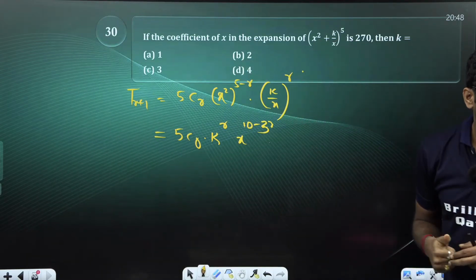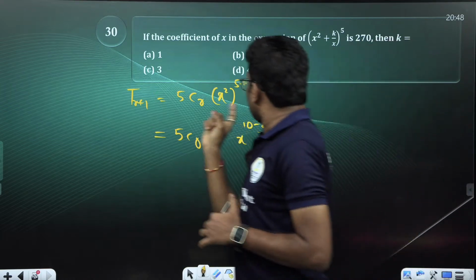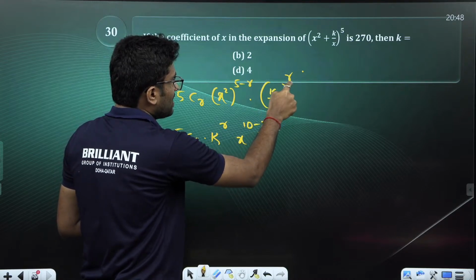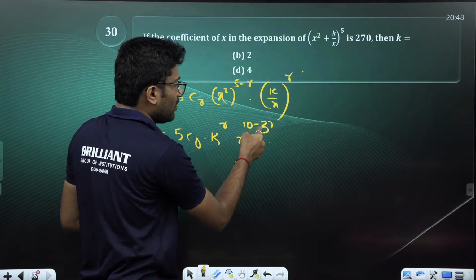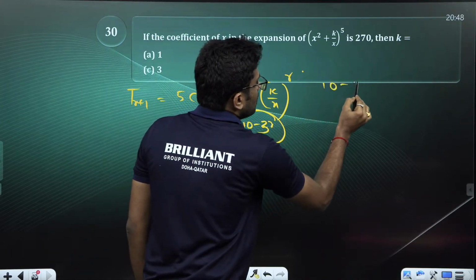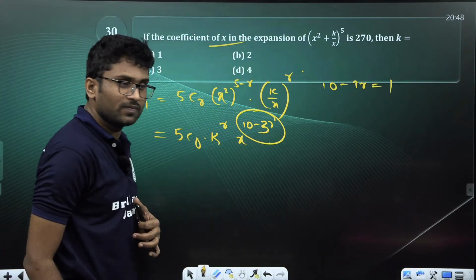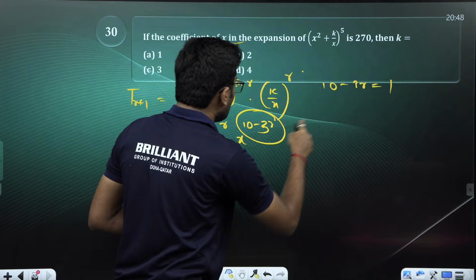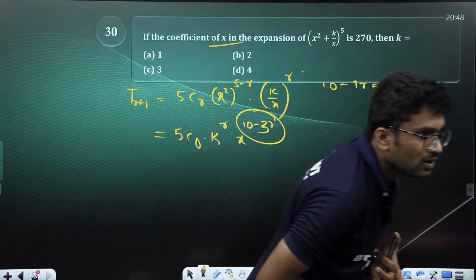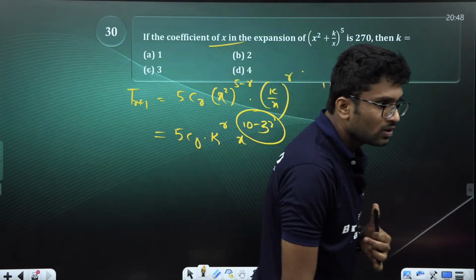Is this clear, friends? 5Cr into k power r into x raised to 10 minus 3r. We simplified it because we get x power 10 minus 2r minus r, we get 10 minus 3r. Now to get the coefficient of x, this 10 minus 3r should be equated to 1. Have you guys understood? k is equal to 3. Have you guys understood?